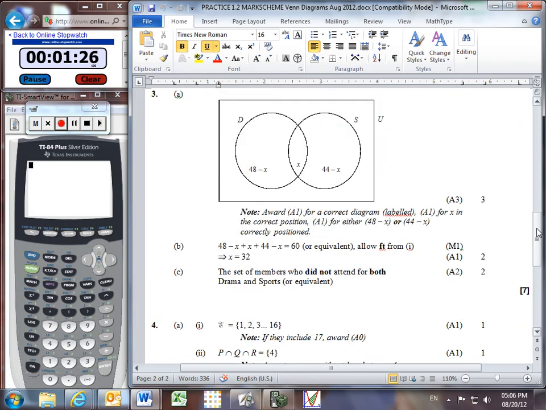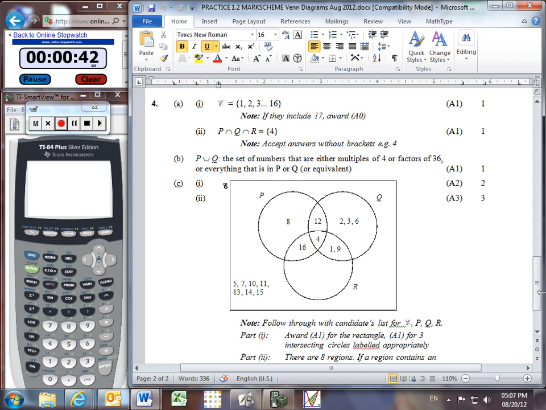Here's number 3. We can see that we've got X in between drama and sports. 48 minus X on this side, 44 minus X on this side. And remember that there was 0 on the outside. They didn't bother to write that down, so I suppose it's implied that there's 0 there. And look, if we sum these 3 regions together, knowing that we have a total of 60 members in the club, we can deduce that X is equal to 32. And yeah, the set of members who did not attend both drama and sports. And you can see the marks on the right. 3 marks for the Venn diagram, 1 mark for the method, and 1 mark for coming up with the value of X, and then 2 marks for the statement.